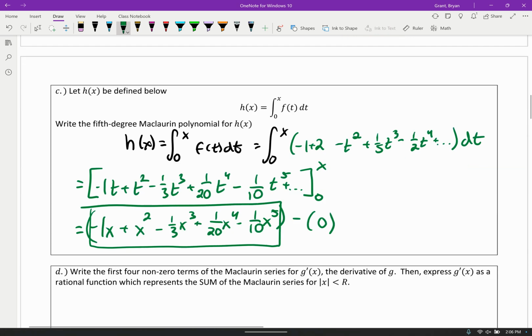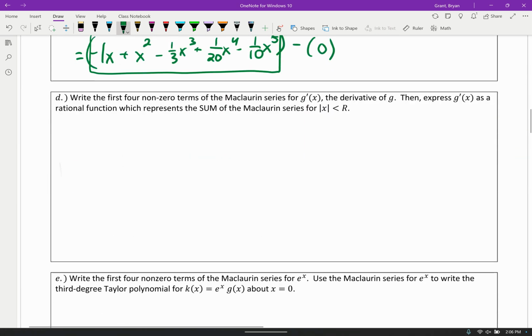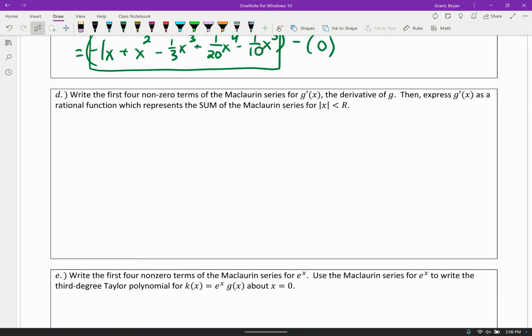Well, we just did integration, so it makes sense that derivatives should follow. Write the first 4 non-zero terms of the Maclaurin series for g prime, the derivative of g, then express that as a rational function which represents the sum of the Maclaurin series. There's a lot there. We should probably take this one sentence at a time.